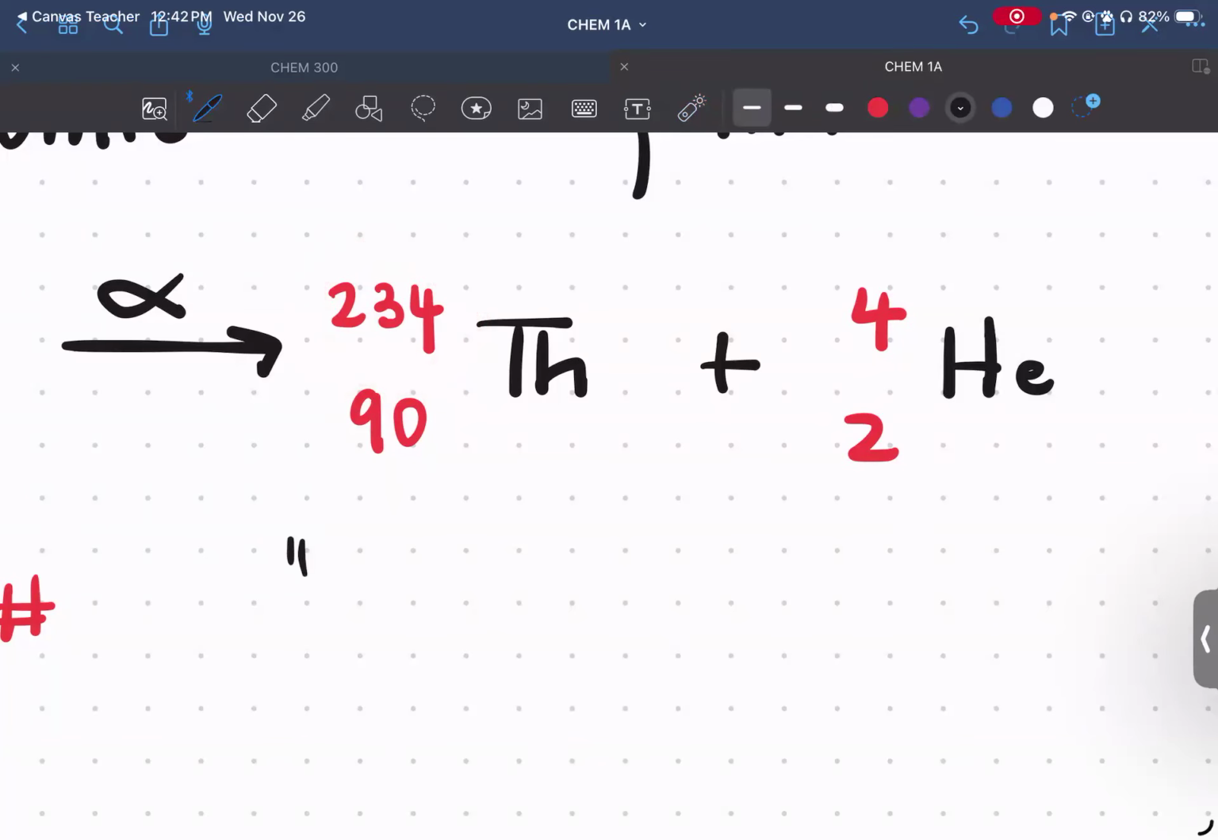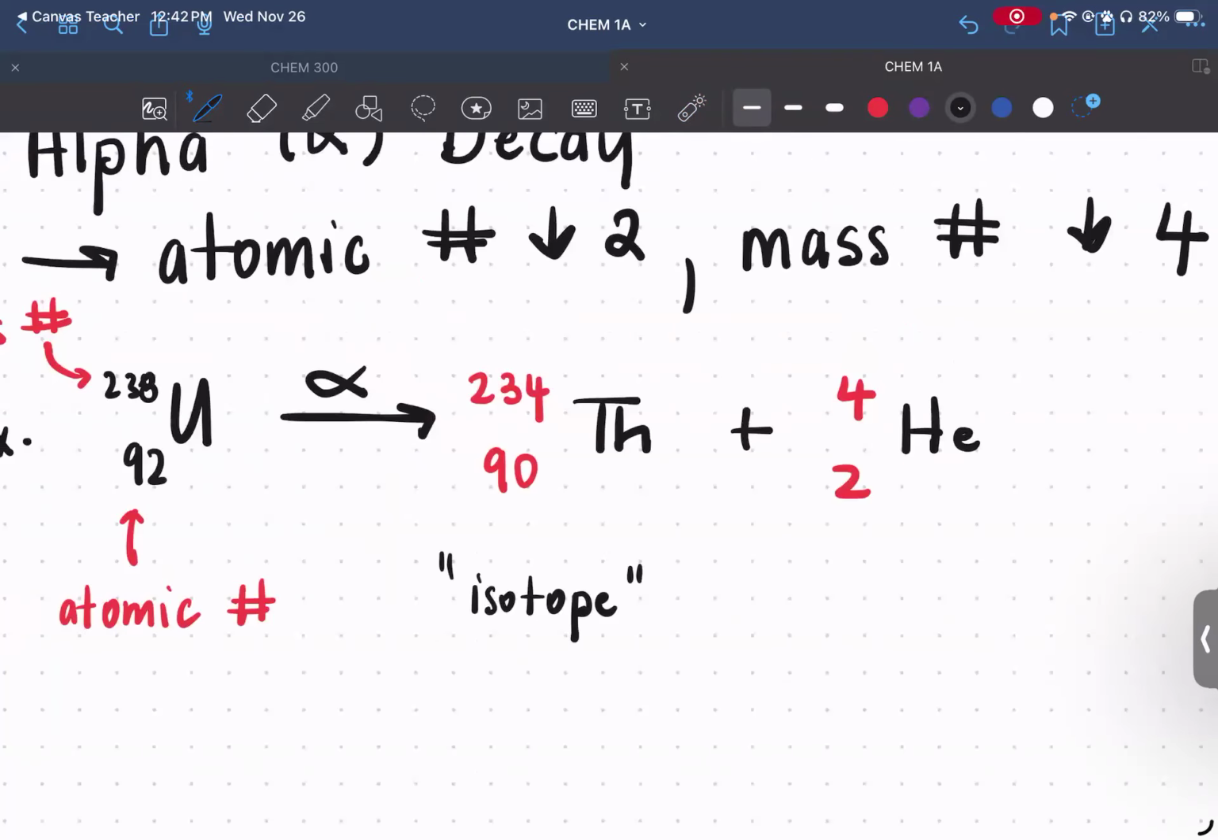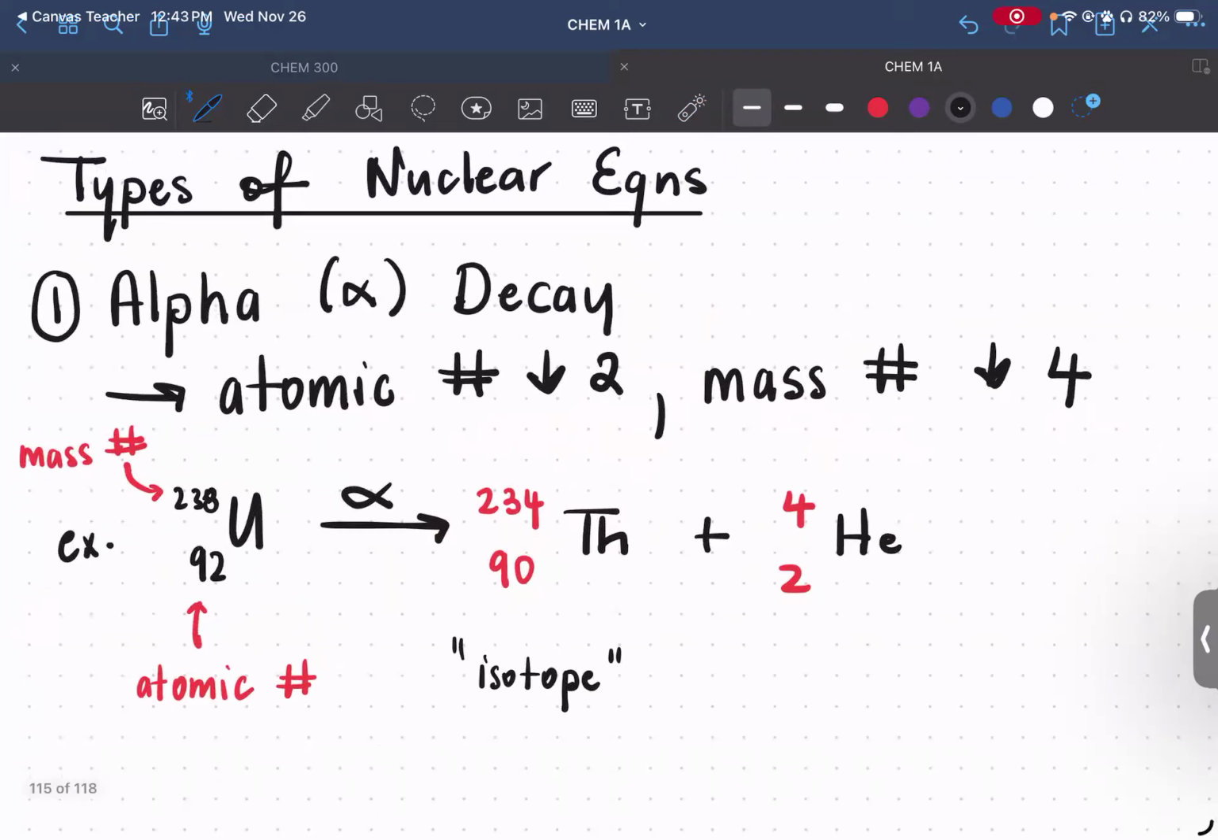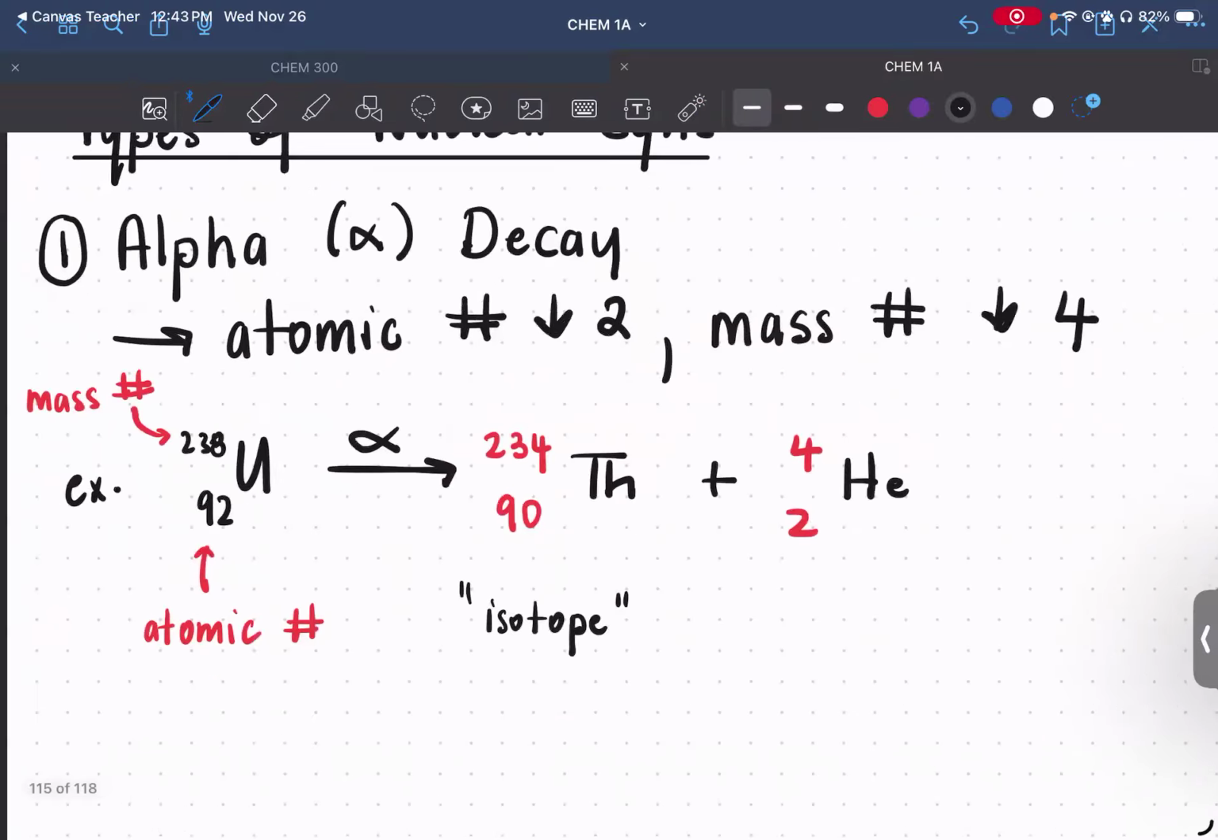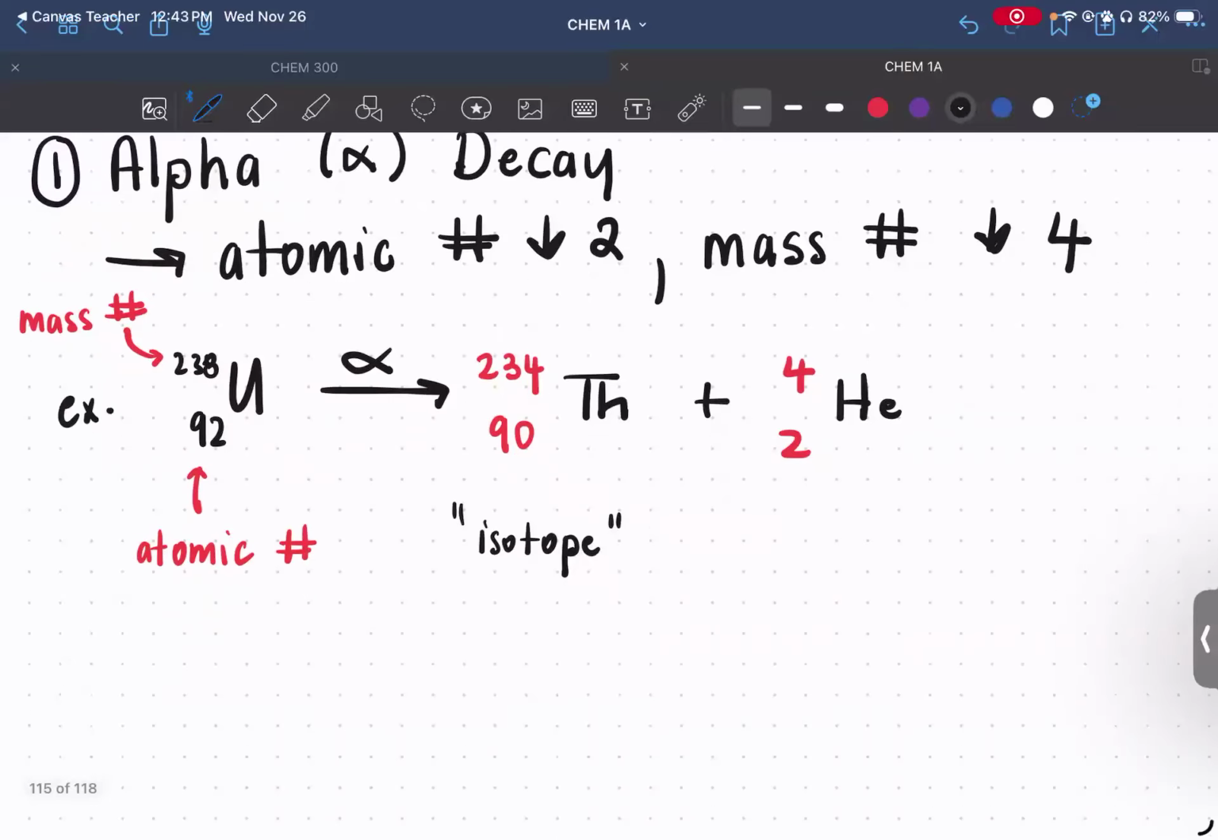No. We formed an isotope of thorium. And this is one way isotopes are made in the world. Through these types of nuclear equations, through these types of decay, isotopes are formed or can be formed. That's alpha decay.